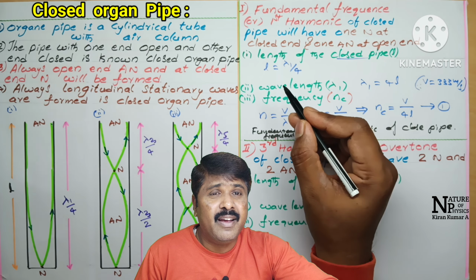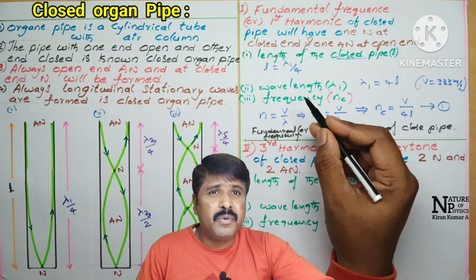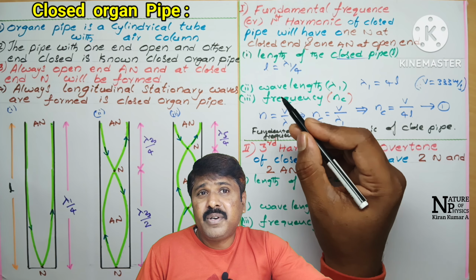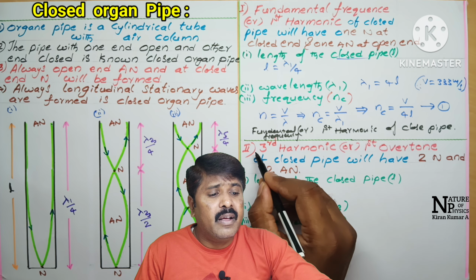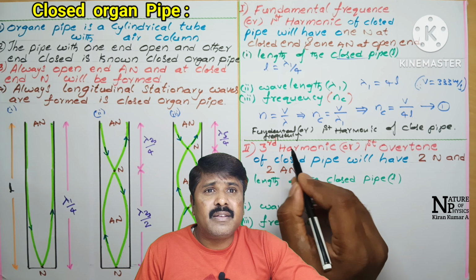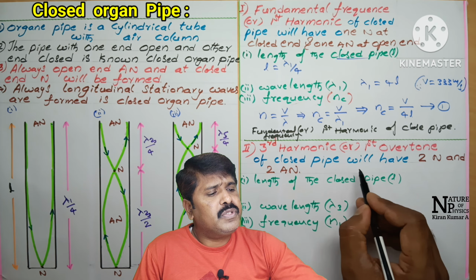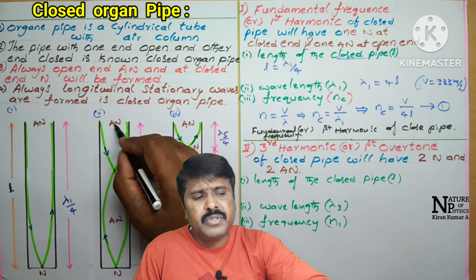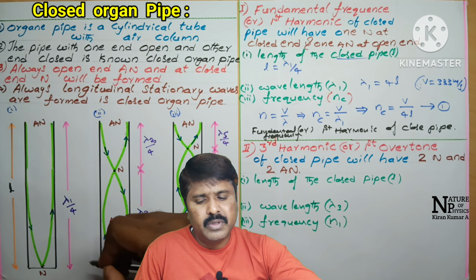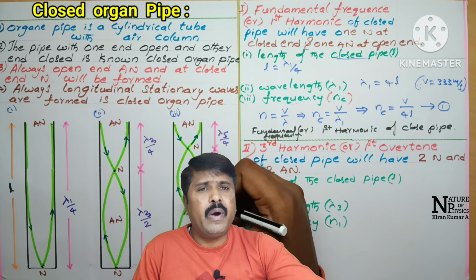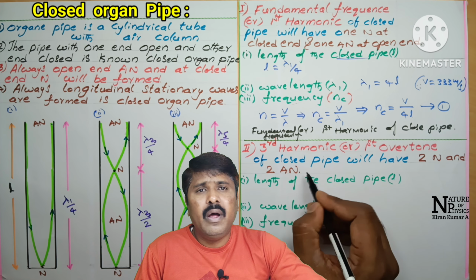Why third harmonic? In the open pipe the ratio of the harmonics is 1:2:3, but in the closed organ pipe we get 1:3:5, so in the second diagram we get the third harmonic. Wait and see the proof. The closed pipe will have two antinodes and two nodes. See, one node is there, and in the next diagram two nodes. Here one antinode is there, and in the next two antinodes, one is increasing. So two nodes and two antinodes.